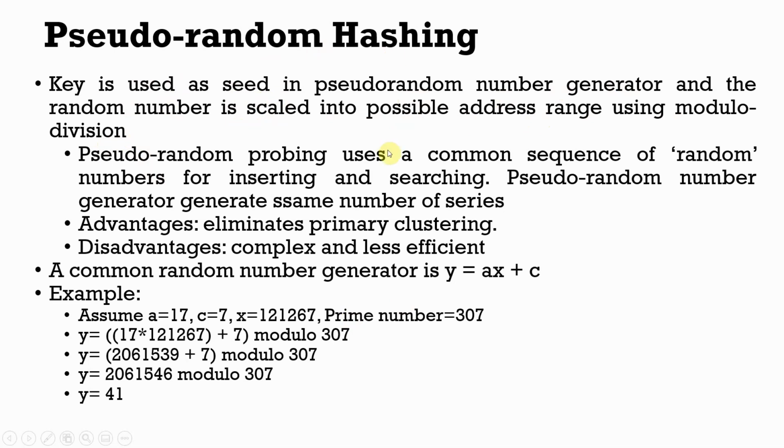In this method, you can generate a number through a formula right here. x is our key, a and c are known values, and y is generated using this formula, and then it's divided by a prime number to make it limited to the table. This is called pseudo-random generation.